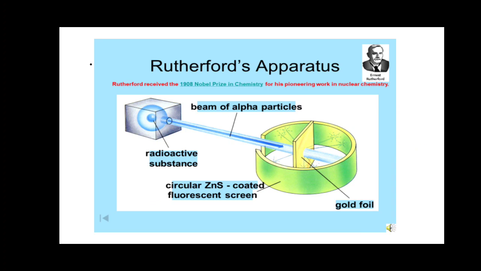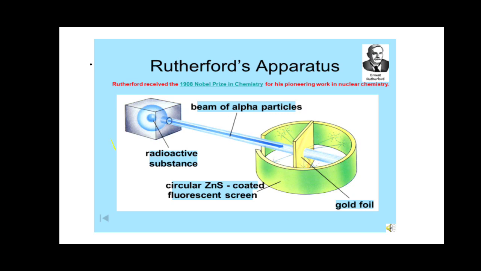Next, Rutherford apparatus. Beam of alpha particles from a source of radioactive substance, that is radium C, a circular fluorescent-coated screen, then gold foil. This is what Rutherford used, that is the Rutherford apparatus.